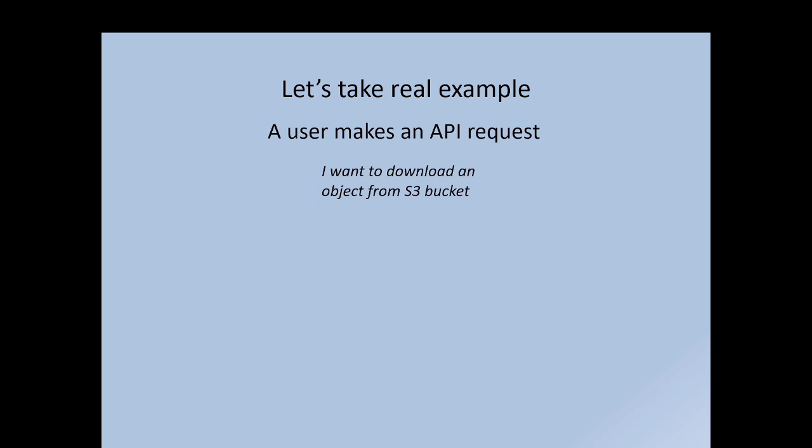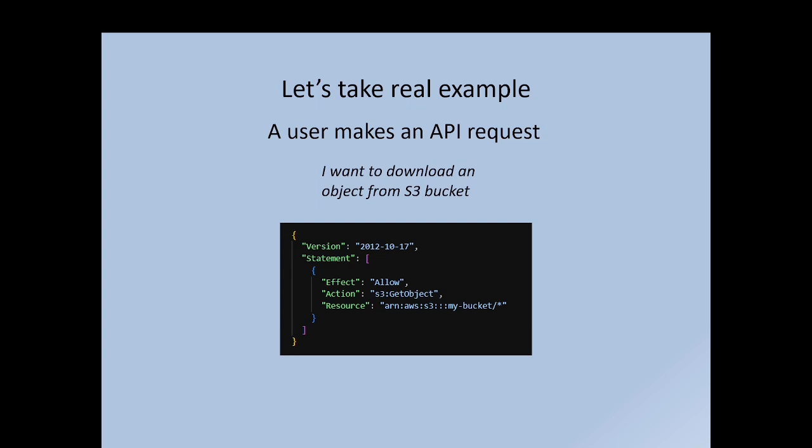Imagine a user wants to download an object from an S3 bucket. To do that, the user makes an API request to Amazon S3. Now AWS has to make a decision. Should this request be allowed or denied? To make that decision, AWS needs to understand the request and evaluate the policies that apply to it. Let's see how AWS does that.